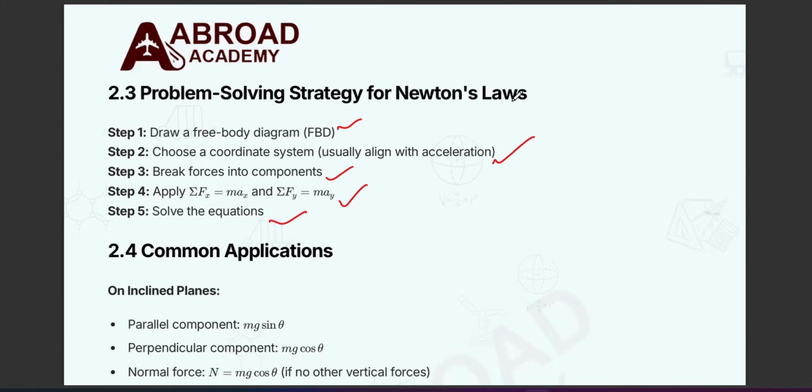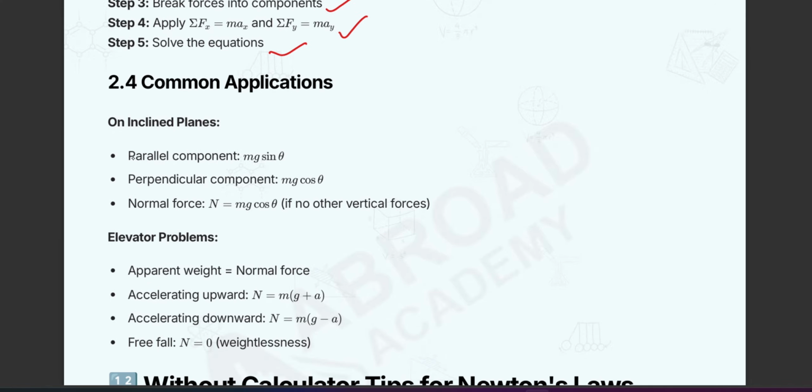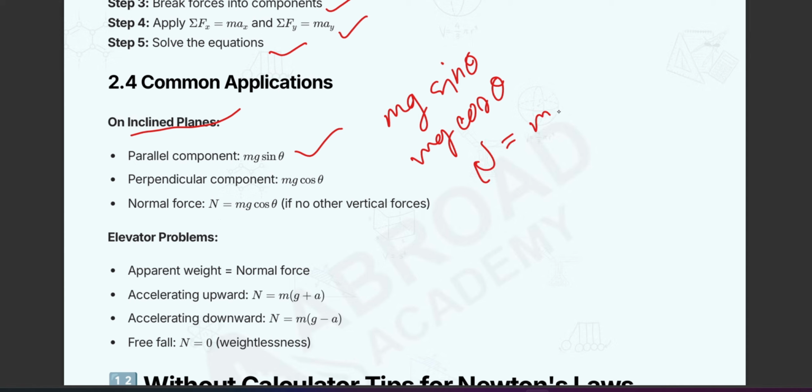Here are some common applications: the parallel component, which is mainly mg sin theta for inclined planes, and the perpendicular component, which is mainly mg cos theta. So remember this formula: mg sin theta for the parallel component and mg cos theta for the perpendicular component. And the normal force N is mg cos theta. If there are no other vertical forces, we can write N equals mg cos theta.